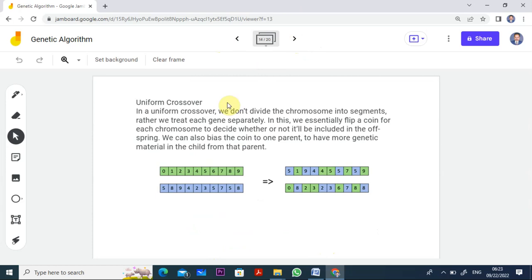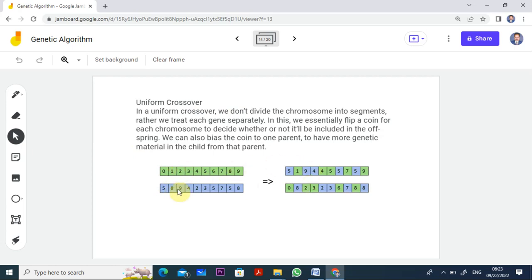Then I go for the uniform crossover. In the previous cases we are selecting some points, either a single point or multi-point. I am not doing that here. In a uniform crossover, we don't divide the chromosome into segments and swap them. Rather, we treat each gene separately. Essentially we toss a coin. Suppose there is 0 and 5. I toss a coin. If it is head, then I swap 5 and 0. 5 comes here, 0 comes here. But for the second one, 1 and 8, I toss the coin, it is tail, so I leave it as it is.